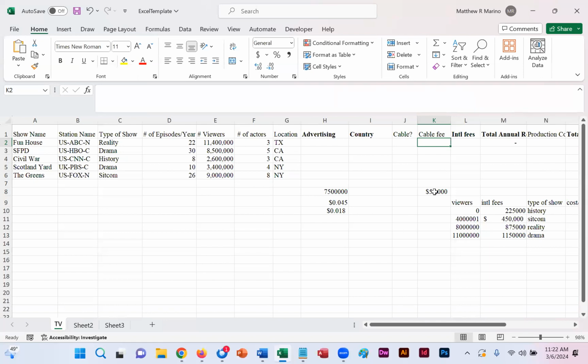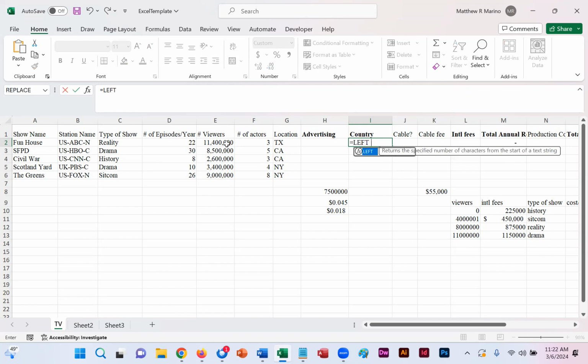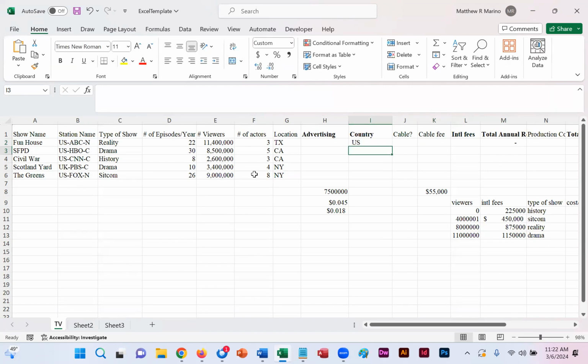Wait, say that again. You said ifs and equals the left assumption, right? So I made it easier. So you're going to do left here in country. So you do left station name, comma 2, because you just want the first two letters. So all of them now have that piece.